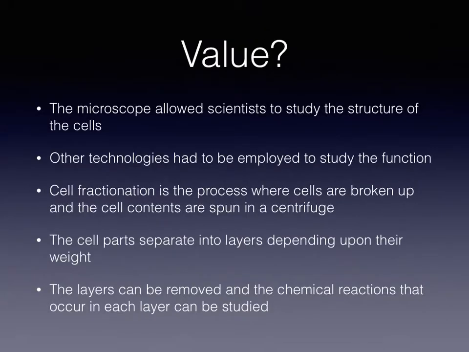So what's the value in this? Well, microscopes allow scientists to study the structure of cells. Other technologies had to be employed to study their function. Cell fractionation is a process where cells are broken up and then the cell contents are spun in a centrifuge. The cell parts separate into layers depending upon their weight. The layers can be removed, and chemical reactions that occur in each layer can be studied.